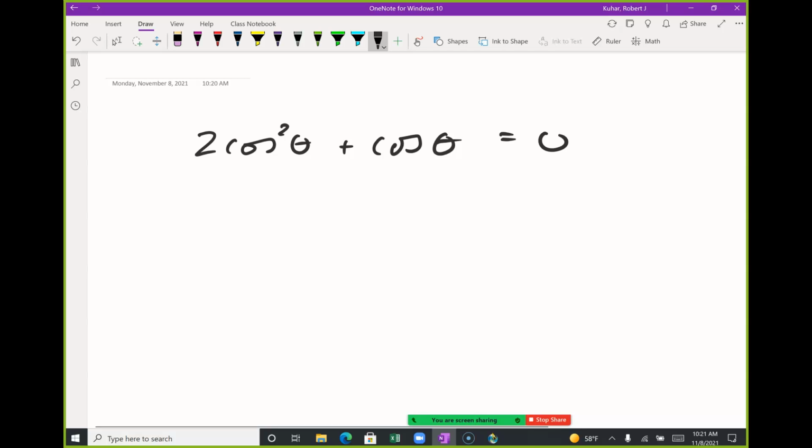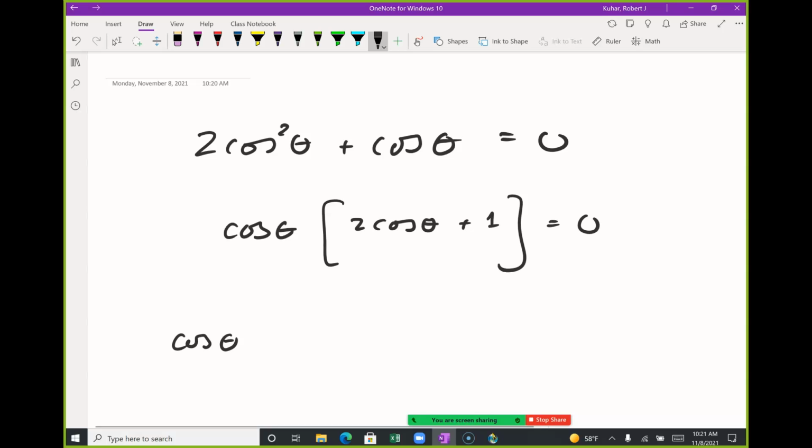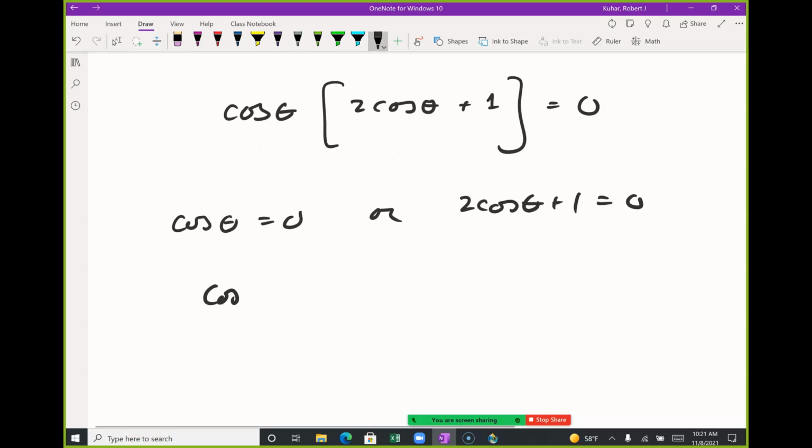So this kind of looks like a quadratic. In fact, I could do it as a quadratic, but it's easier to factor this way. So I'm going to factor out a cos theta, and I get cos theta times 2 cos theta plus 1 equals 0. So I get cos theta equals 0, or 2 cos theta plus 1 equals 0. Oh, so I get cos theta equals 0, or cos theta equals minus 1/2.